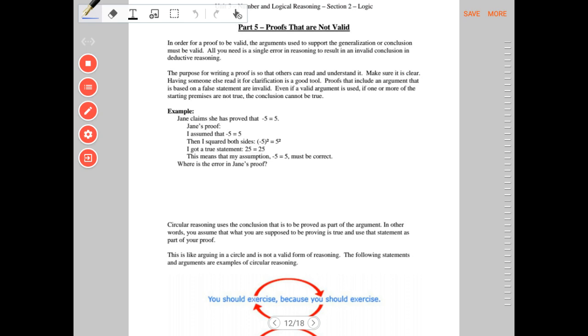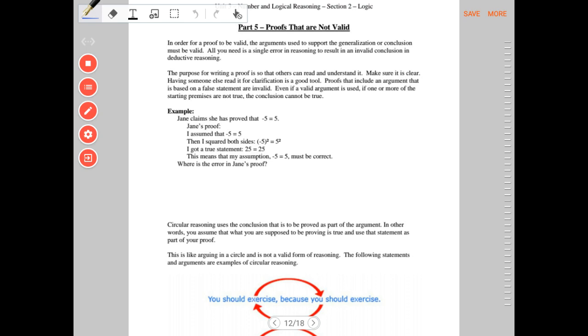Make sure it is clear. Have someone else read it for clarification. That's a good tool to use. Proofs that include an argument that is based on a false statement are invalid. Even if a valid argument is used, if one or more of the starting premises is not true, the conclusion cannot be true.